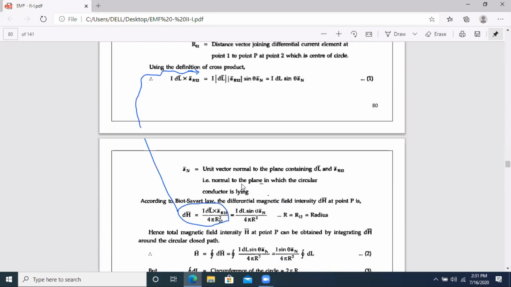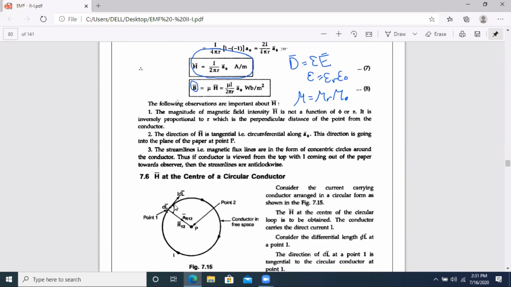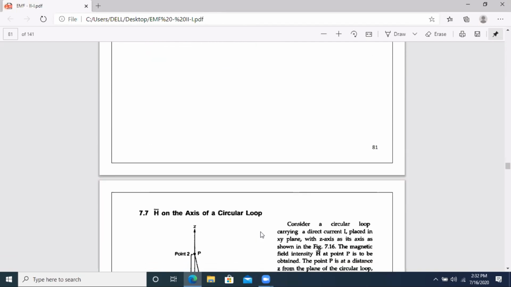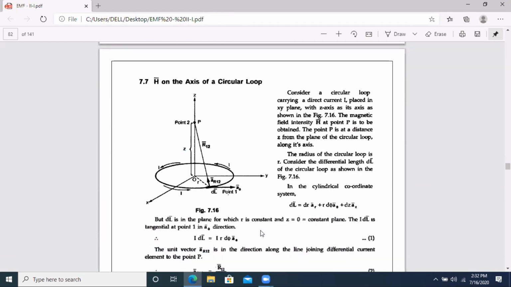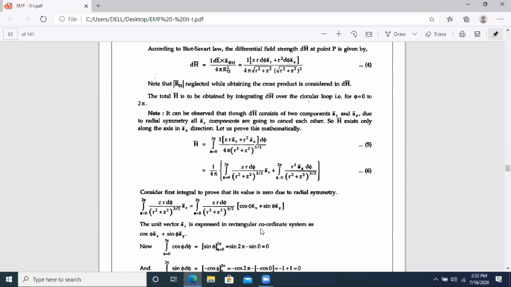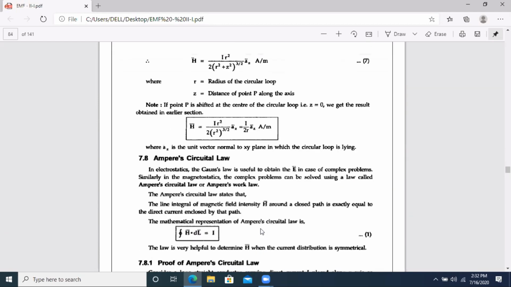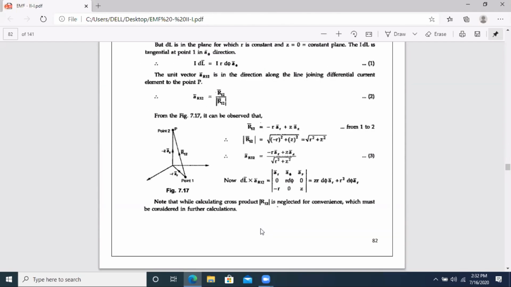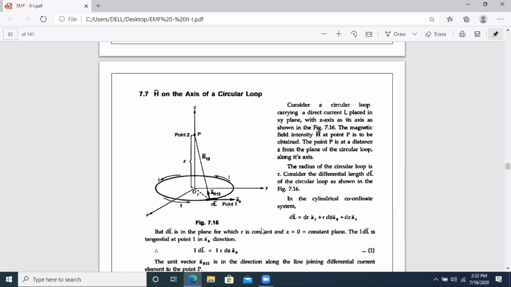Okay. So this was for the magnetic flux, or magnetic field, in the center of a circular current, right? Look at this one. I guess I'll allow you to go through this one on your own.